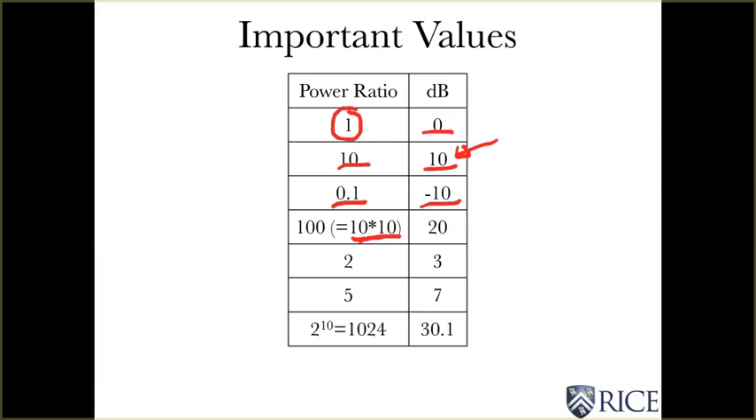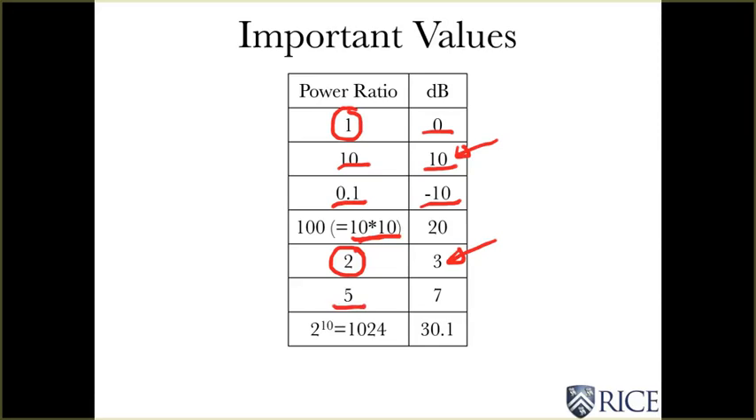Now what's interesting is that when the power ratio of 2 occurs, that corresponds almost exactly to 3 dB. That turns out to be a very, very close approximation. So it turns out to be a very important one to memorize, that 3 dB corresponds to a factor of 2.